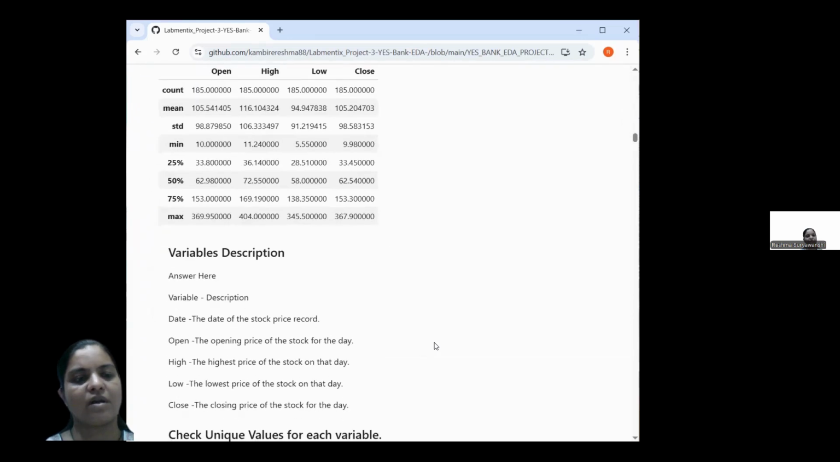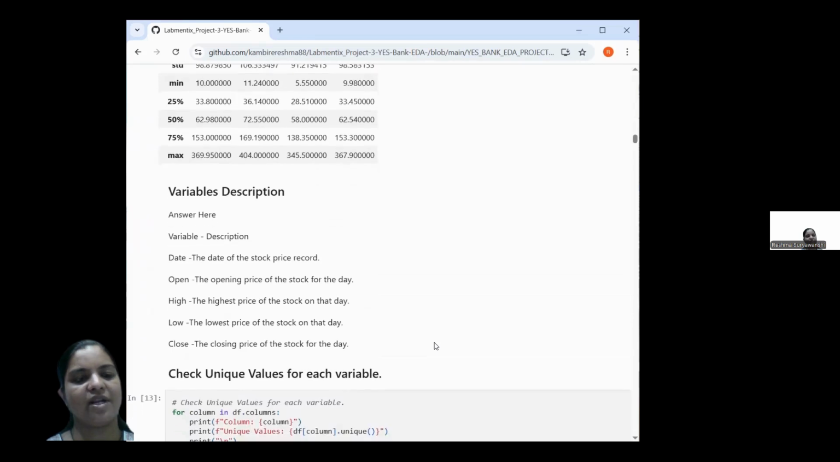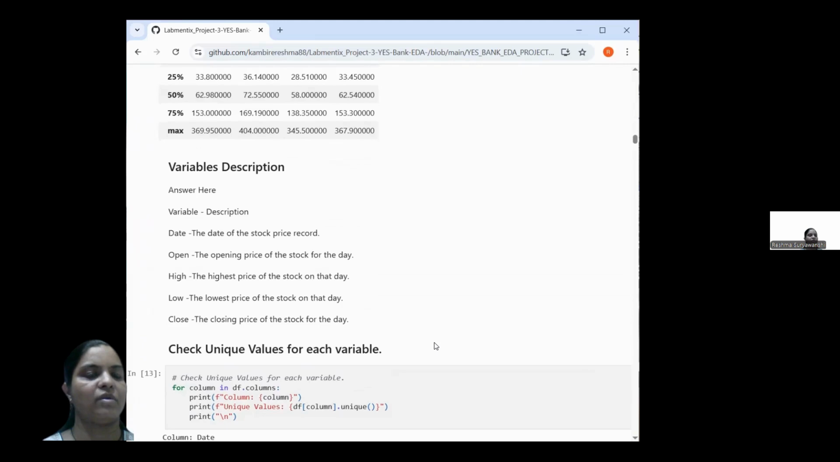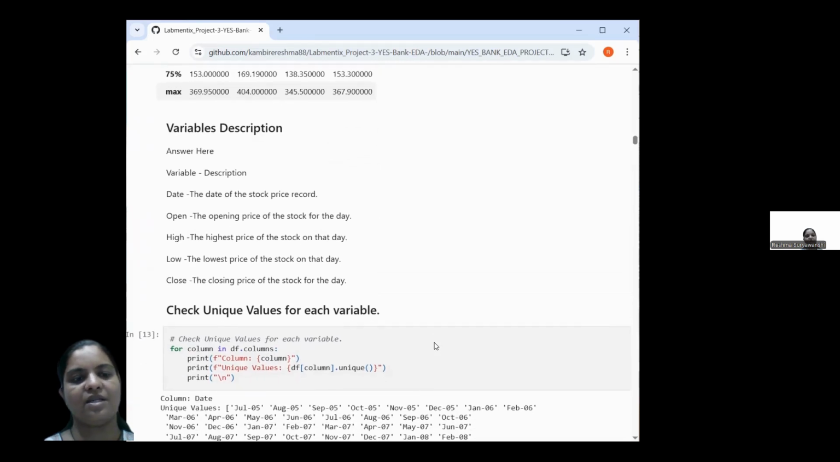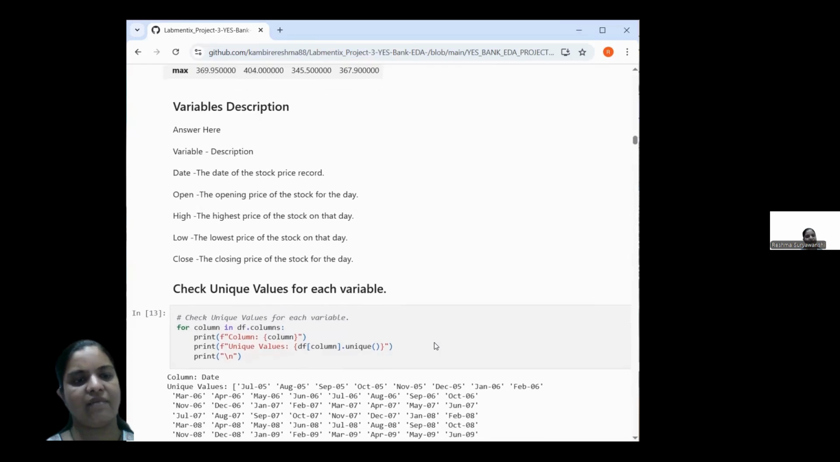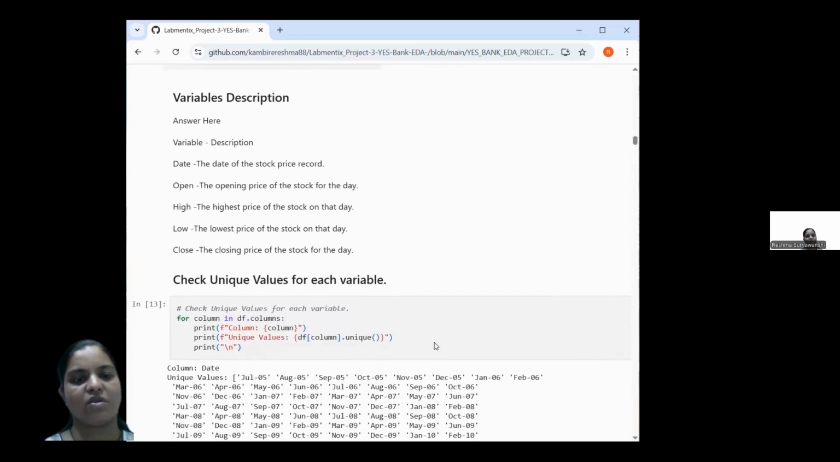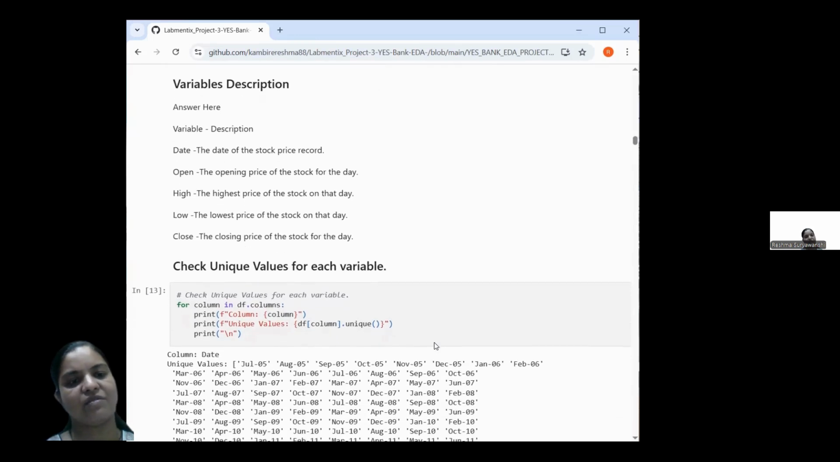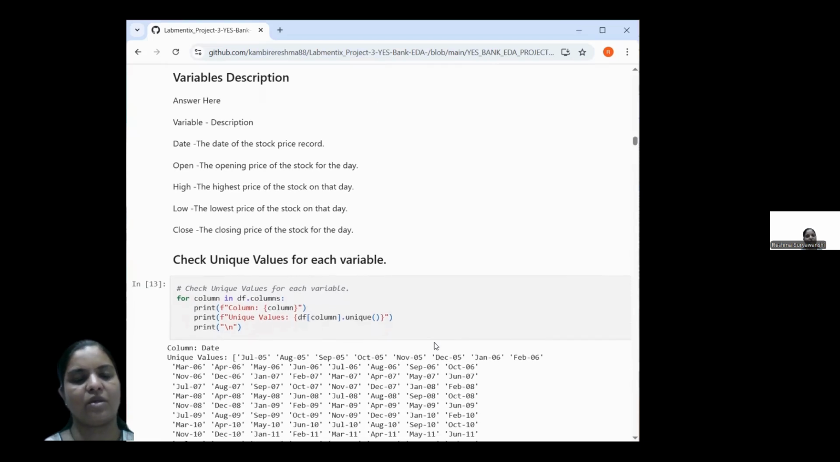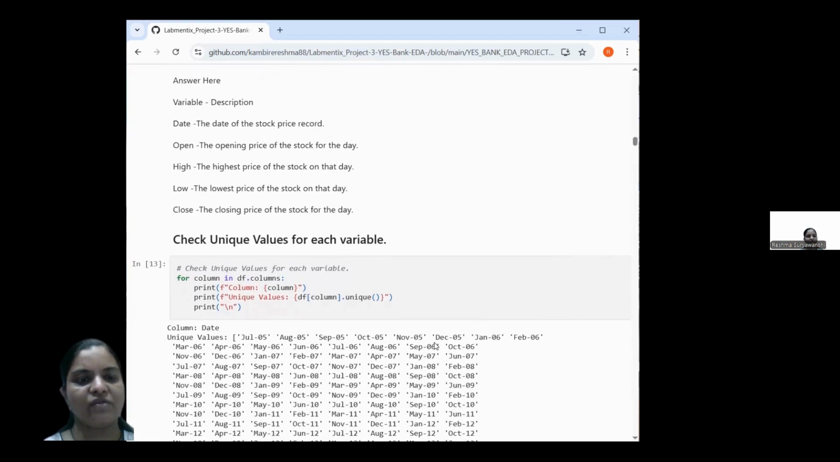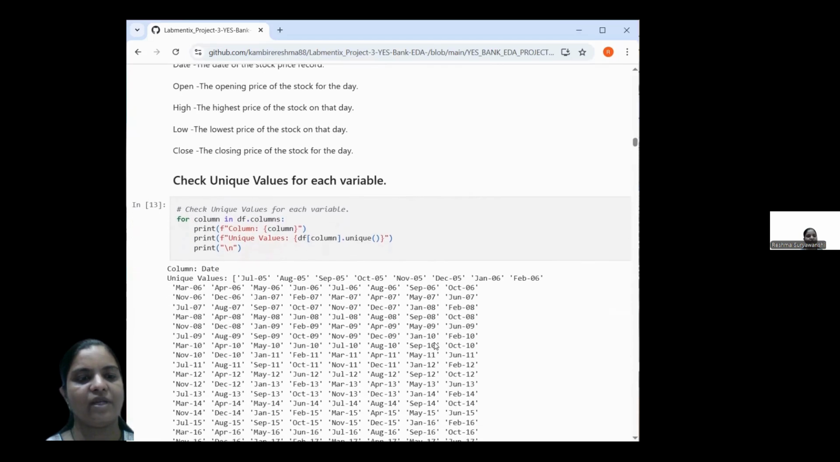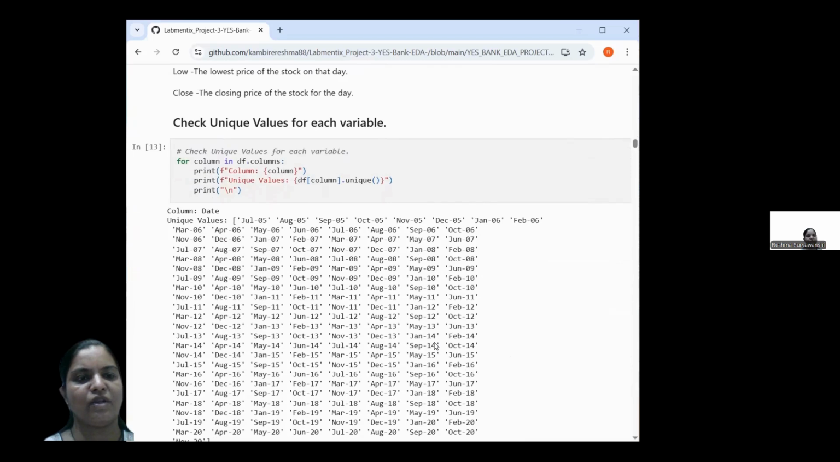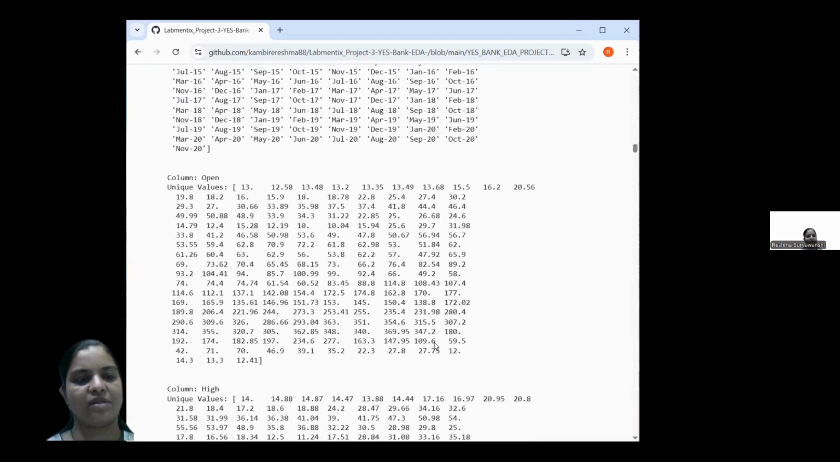and we will come to know the variable descriptions, where date is the date of the stock price record, open is the opening price of the stock for the day, high is the highest price of the stock on the day, low is the lowest price of the stock on that day, and close is the closing price of the stock for the day. Then we check unique values for each variable.